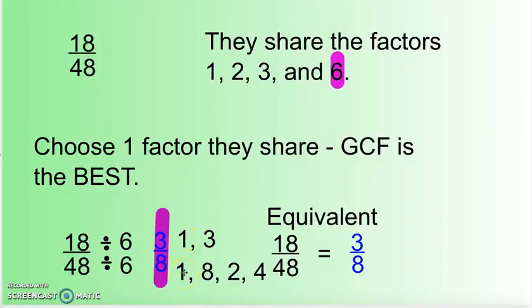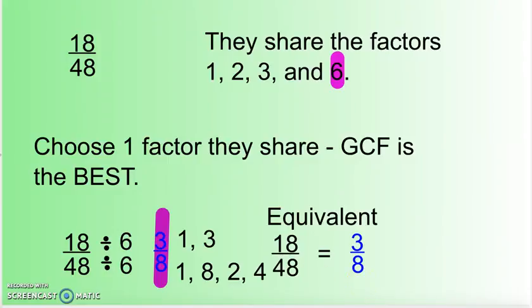And so at this time, I know that 3/8 is in simplest form because I can't divide it any further. If I divide it by 1, which is the only factor they have in common, I would get the same answer of 3 and same answer of 8. Okay, and so I know that I can stop, and this is simplest form, 3/8. So 18/48 is equivalent to 3/8.